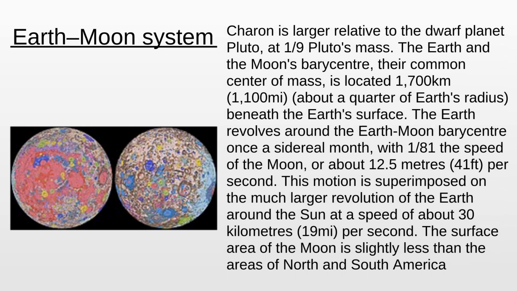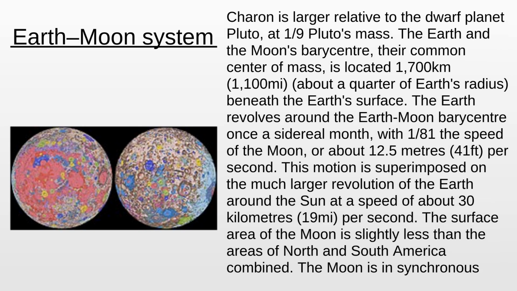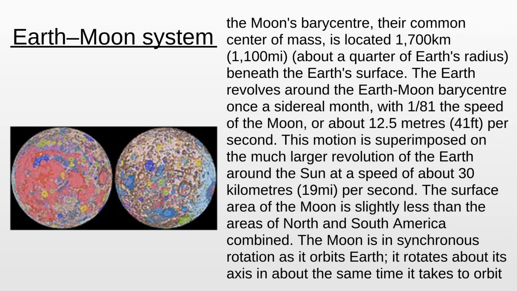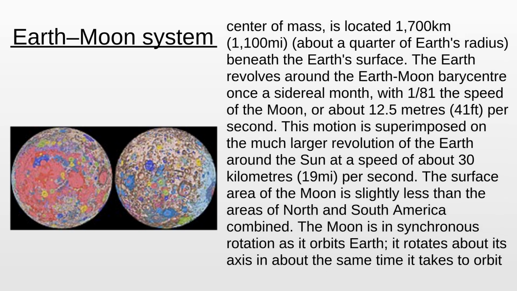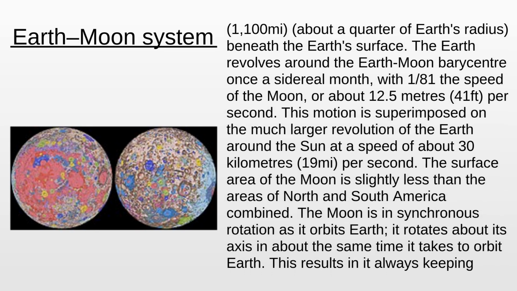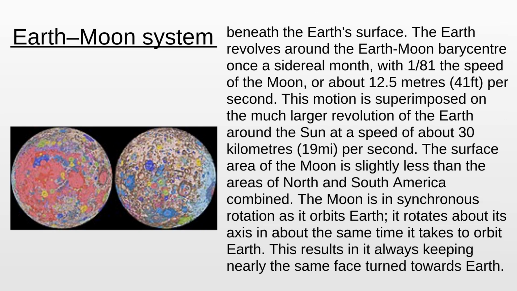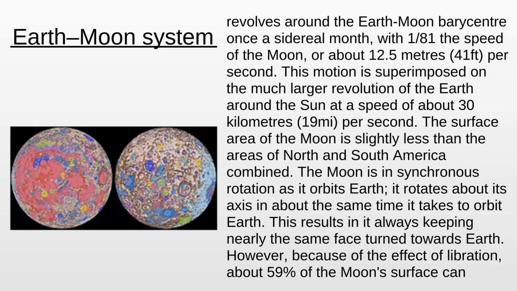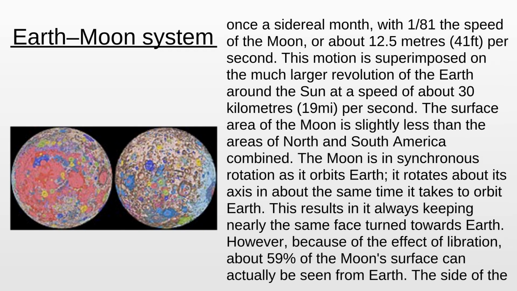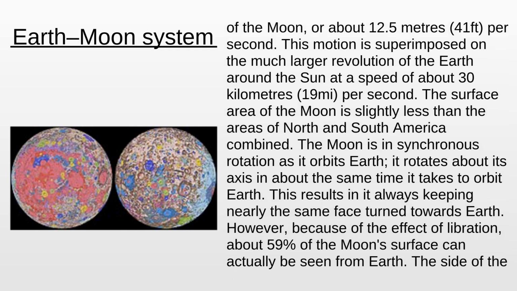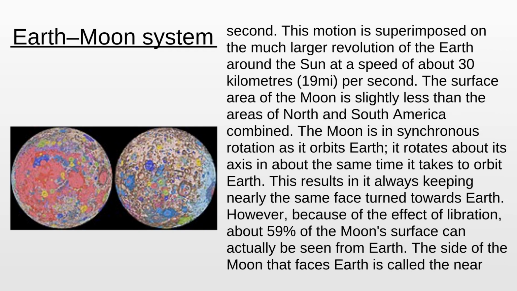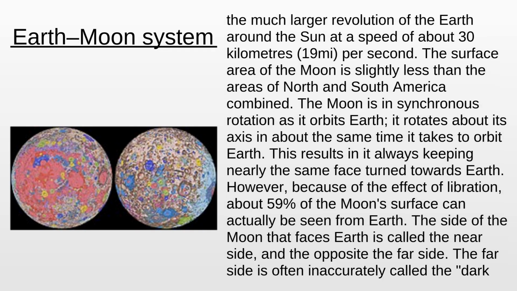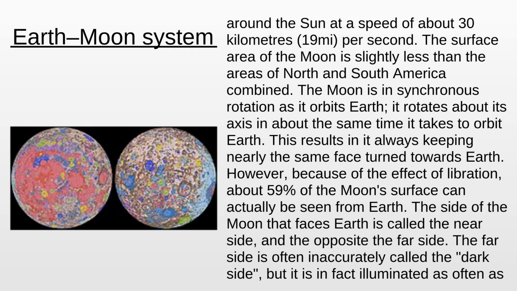The Earth and the Moon's barycenter, their common center of mass, is located 1,700 kilometers (1,100 miles), about a quarter of Earth's radius, beneath the Earth's surface. The Earth revolves around the Earth-Moon barycenter once a sidereal month, with 1/81 the speed of the Moon, or about 12.5 meters (41 feet) per second. This motion is superimposed on the much larger revolution of the Earth around the Sun at a speed of about 30 kilometers (19 miles) per second.